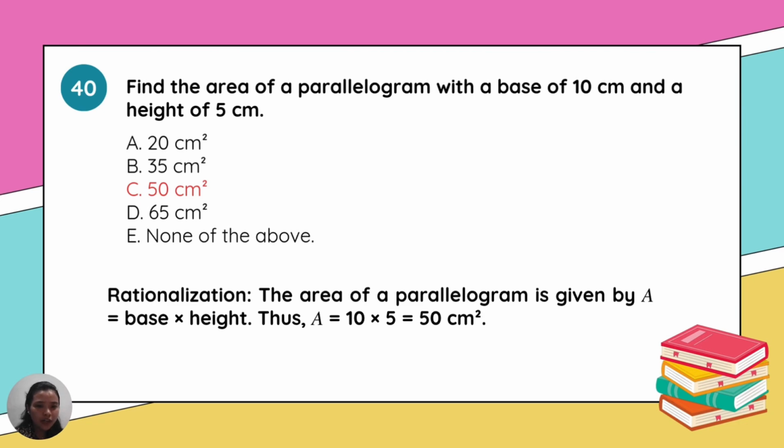The area of a parallelogram is given by the formula area equals base times height. So the base here is 10 centimeters and our height is 5 centimeters. So 10 times 5 is equal to 50 centimeters squared. So for the next slide, let us have Mr.